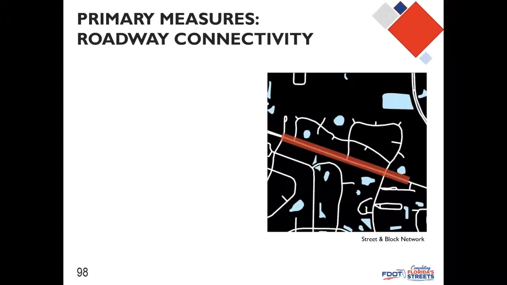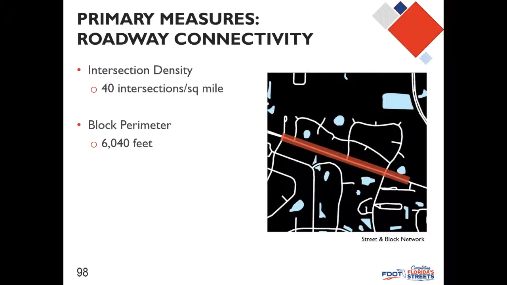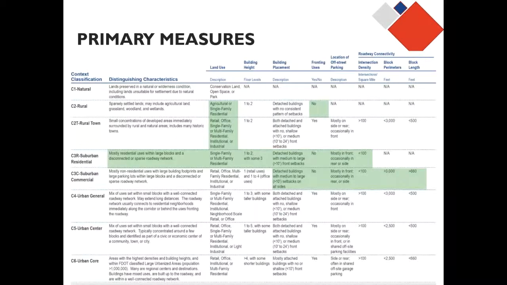What does our roadway connectivity look like in this condition? We have 40 intersections per square mile. Our block perimeter is 6,040 feet on average. It's a very large block size. Our block length is 1,140 feet. It's very long blocks.